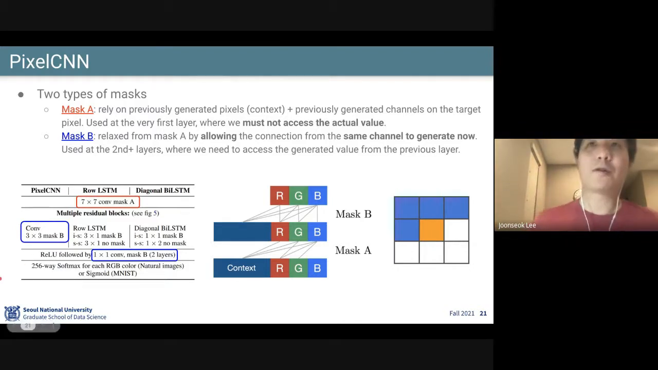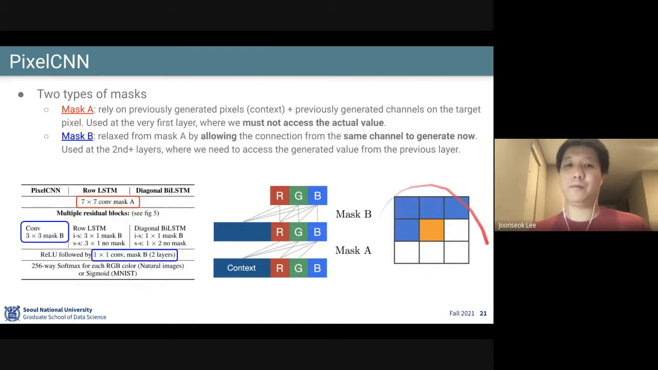Other than that, you can follow the paper to figure out their actual model architecture. All of these three are proposed by one paper. You see that they start with a 7x7 conv with this shaped mask A, and then it divides into three different models. So in row LSTM, input to state was 3x1. Do you remember that, the window thing? Using mask B, and state to state was also 3x1.